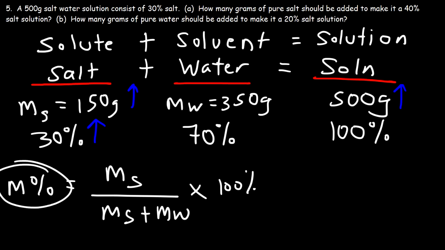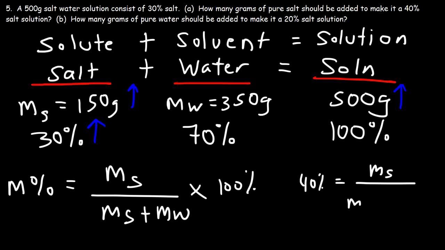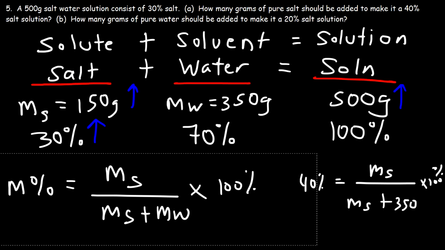The mass percent that we want to achieve is 40%. So let's write 40% here. And then we have the mass of the solute, which we'll talk about later. Now the mass of the water, that's 350. This is not going to change. So at this point, we could put 350 here. And then times 100%, which I'm running out of space. So let's get rid of this.